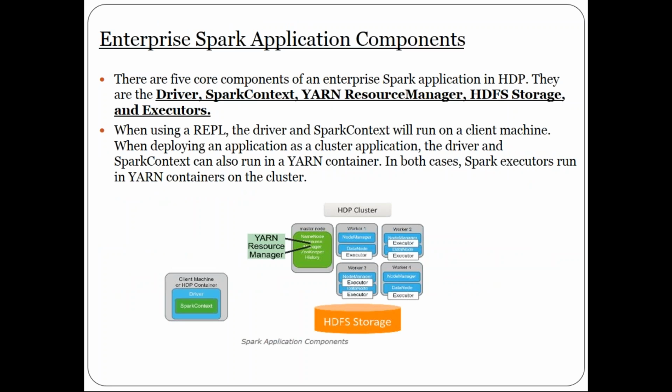Now, enterprise level Spark applications. Guys, very important. Focus. There are 5 core components of an enterprise Spark application on HDP. One is driver, next is Spark context, third one is yarn resource manager, fourth one is HDFS storage and fifth is executors. Now, what is driver? What is Spark context? What is yarn resource manager? What is HDFS storage and executors? How each and everything is interlinked and how they would behave from start of an application submission to end of an application execution. Let's talk about it now.